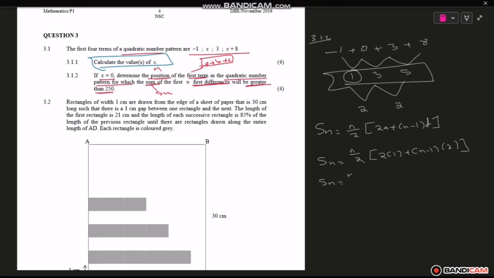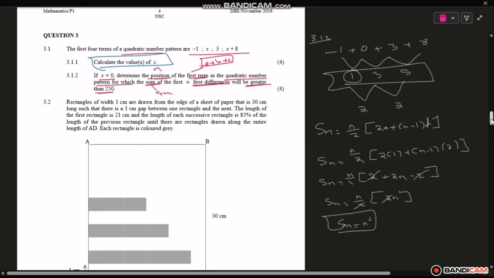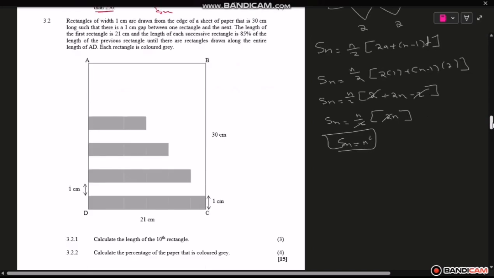Therefore, Sn becomes n over 2, open bracket, 2 plus 2n minus 2, close bracket. Therefore, Sn becomes n over 2. Then these ones are going to cancel out. We are left with 2n. Therefore, 2 and 2, they cancel out. Then we are left with n squared as the sum of the first differences. I hope it makes sense.